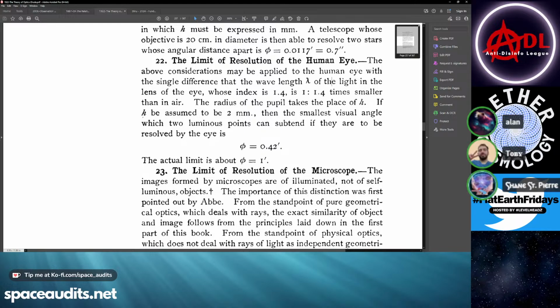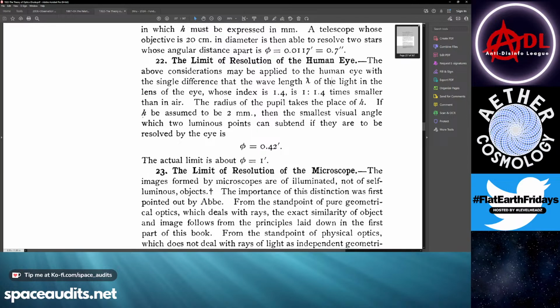All right. The limit of the resolution of the human eye. The above consideration may be applied to the human eye with a single difference: that the wavelength lambda of light in the lens of the eye, whose index is 1.4, is 1.5 times smaller than in air. The radius of the pupil takes the place of h. If h is assumed to be 2 millimeters, then the smallest visual angle which two luminous points can subtend, if they are able to be resolved by the human eye, is phi equals 0.42.